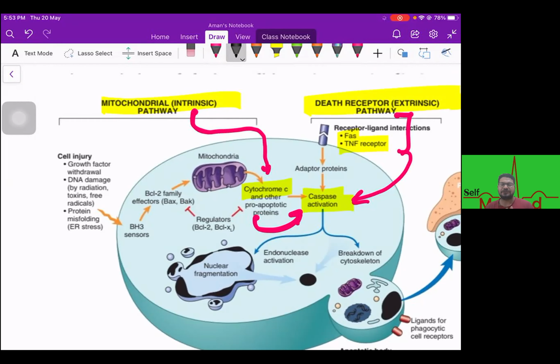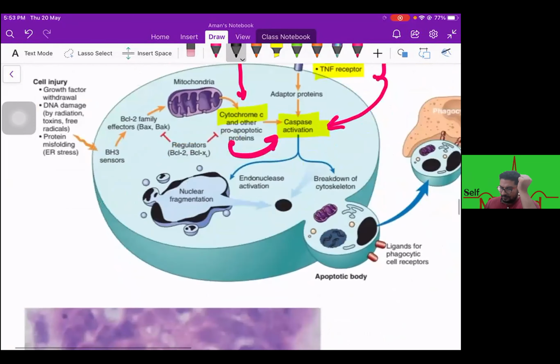Ultimately, these caspases will stimulate other enzymes. For degrading protein, we need protease. For degrading the nucleus, we need endonuclease. For lipids, we need lipase.